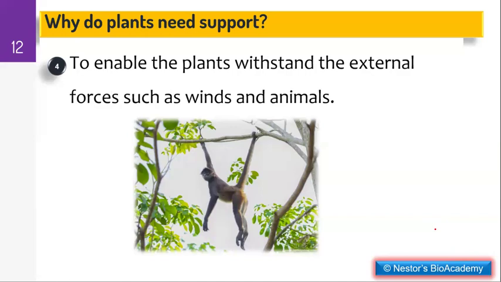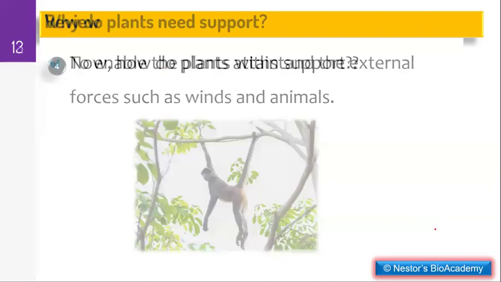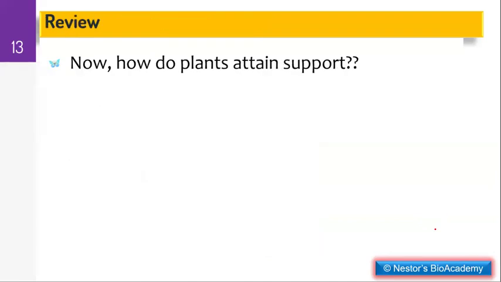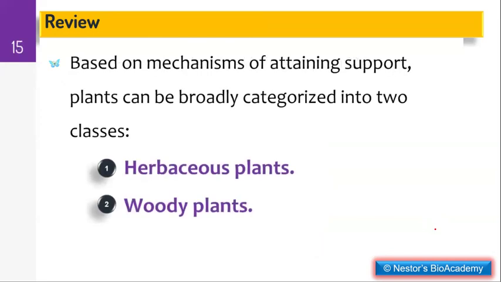So having seen the importance of support in plants, the next question we need to ask ourselves is this: how do plants attain support? How will the plants achieve support? Based on mechanisms of attaining support, plants can be broadly categorized into two classes. We have what we call herbaceous plants and we have what we call woody plants.